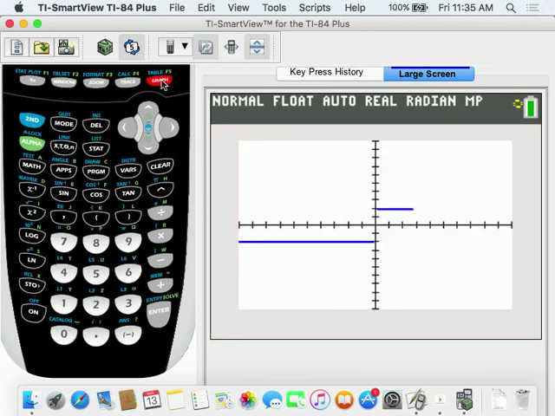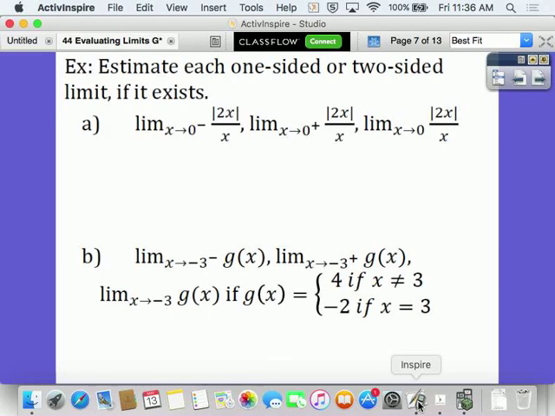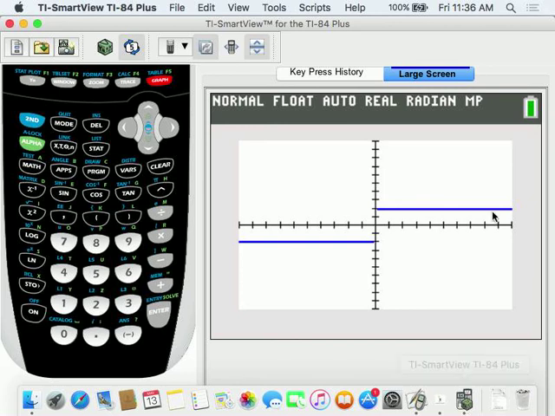Now, if you do not have this feature, then you're actually going to have to make a table of values and get a sketch of your graph, which we'll have to do for number 2. So if you notice, as x is approaching 0 from the left-hand side, my y values are staying consistently at -2. So the limit as x approaches 0 from the left is going to be -2. Well, if we look at it as it's approaching from the right, it actually approaches +2.